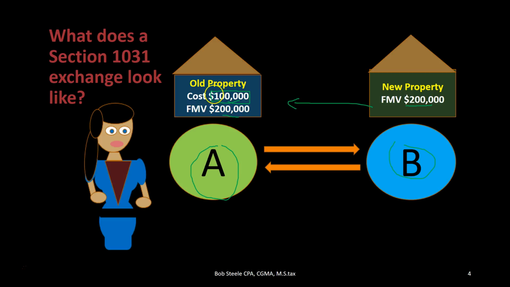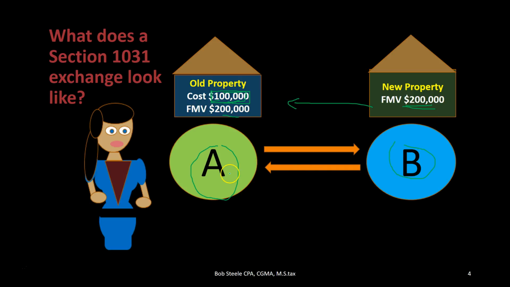Now, one reason they're going to permit it is because it's really just a deferral. Now the new property is on the books at 100,000 when it's really worth 200,000, and that means when we do sell it later on in time, we will have to recognize that gain at some point in time if it sustains its value.